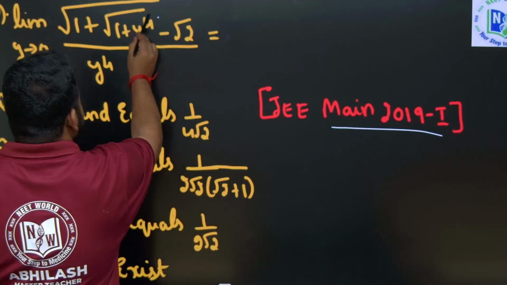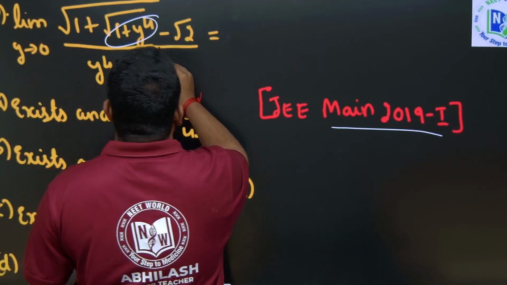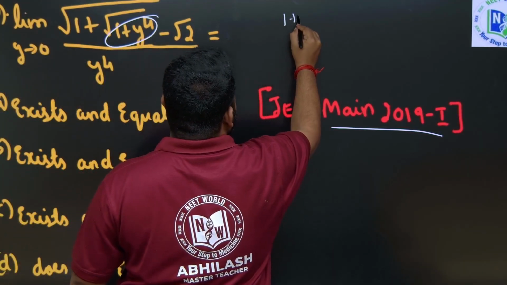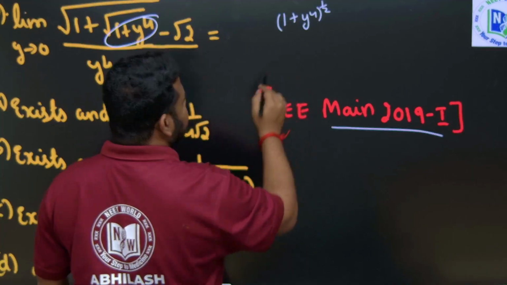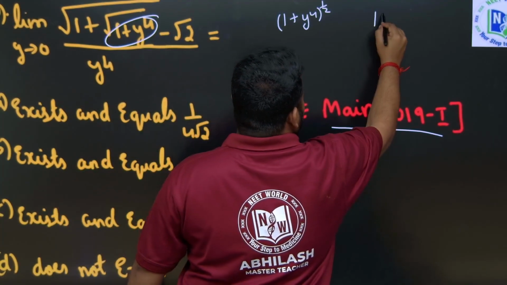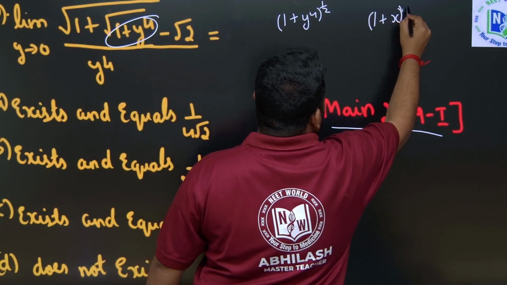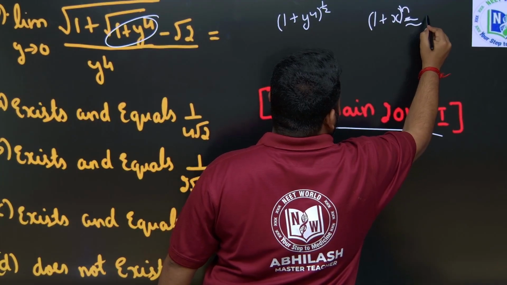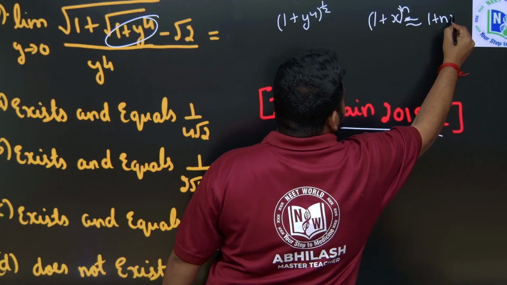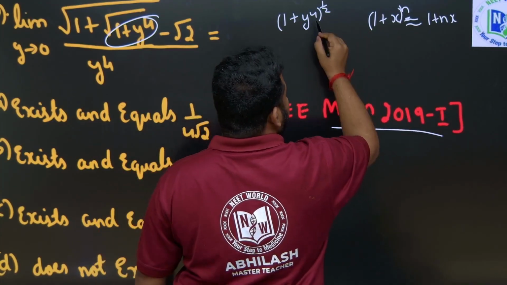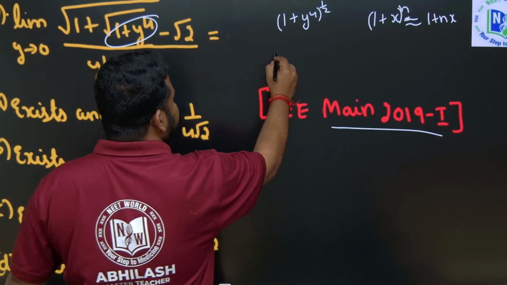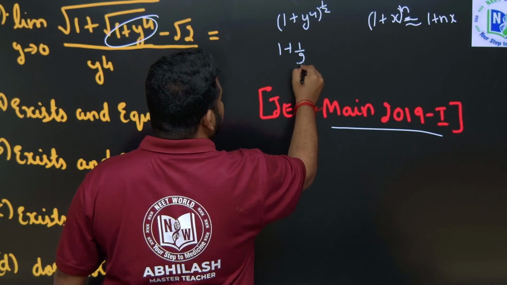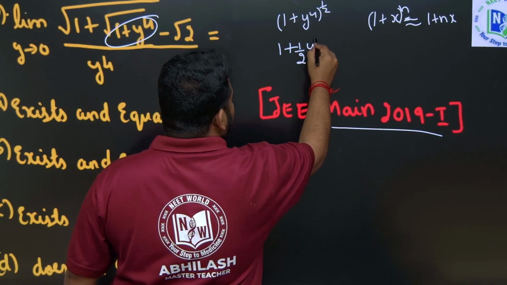So look at this, friends. This can be written as what? This can be written as 1 plus y to the power of 4, the whole to the power of 1 by 2. Okay, binomial approximation: this is (1 plus x) to the power of n, that is approximately equal to 1 plus nx. Here n is what? 1 by 2. x is what? y to the power of 4. So this will become what, friends? 1 plus 1 by 2 into y to the power of 4.